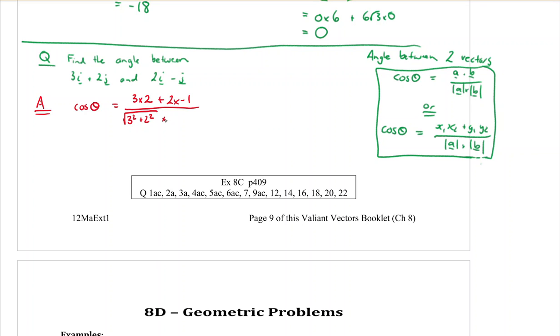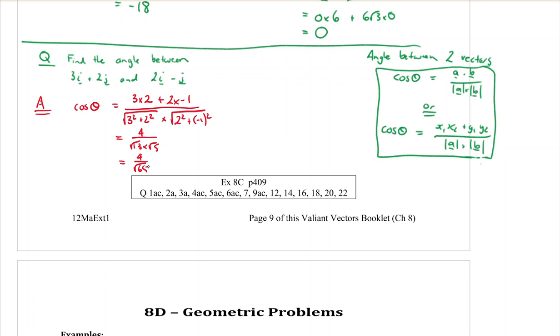Times the length of vector B, which is going to be 2 squared plus -1 squared. You could find all of that exactly or as a decimal. You can do it as a decimal because we're going to an angle anyway. I don't have the decimal written down though. What I simplified it to, I had 4 on the top, and it's square root of 13 times square root of 5 when you simplify those surds. And multiplying the surds, that's 4 over square root of 65.